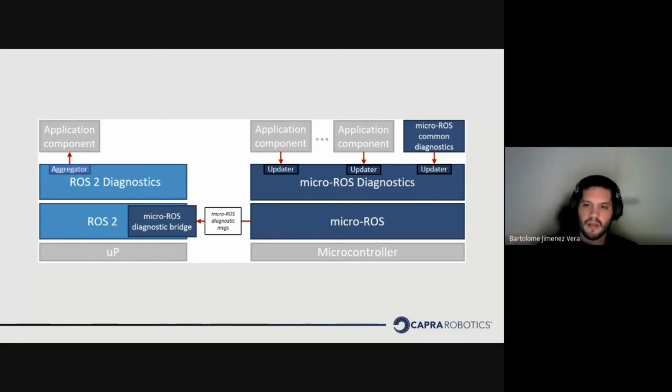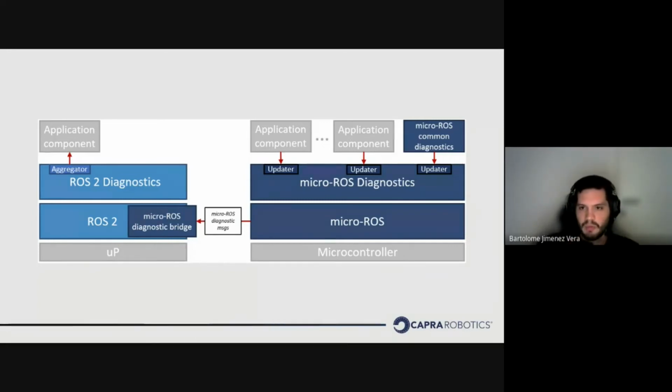And in theory, the idea would be that each updater would talk with some type of application, so let's say a BMS or some motor controller or some other system, and that will get the data and publish to a micro-ROS diagnostic message. And the micro-ROS diagnostic message will then talk to the component that is on the ROS2 side, the micro-ROS diagnostic bridge. And that information then will be published up.